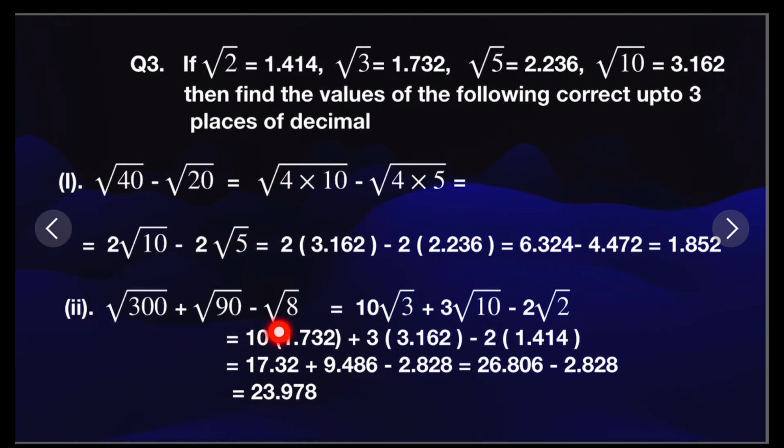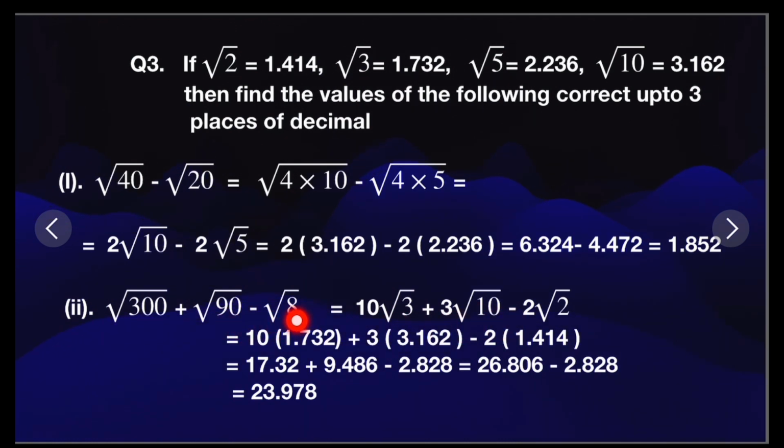The next sum, again, first solve this. This is 3 into 100. Square root of 100 is 10, 3 leave it as it is. So 10 root 3. This is 9 into 10. So square root of 9 is 3. Leave the square root 10 as it is.